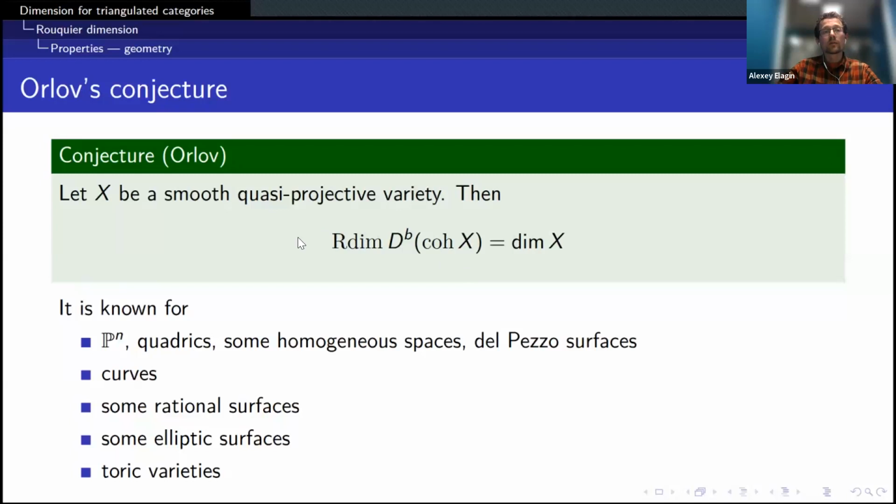So this conjecture is known for some varieties like projective spaces, quadrics, some other homogeneous spaces, Del Pezzo surfaces. It's known for all curves, for some, but not for all rational surfaces, for some very special elliptic surfaces, which are irrational. And quite recently it was proved for all toric varieties, including singular.